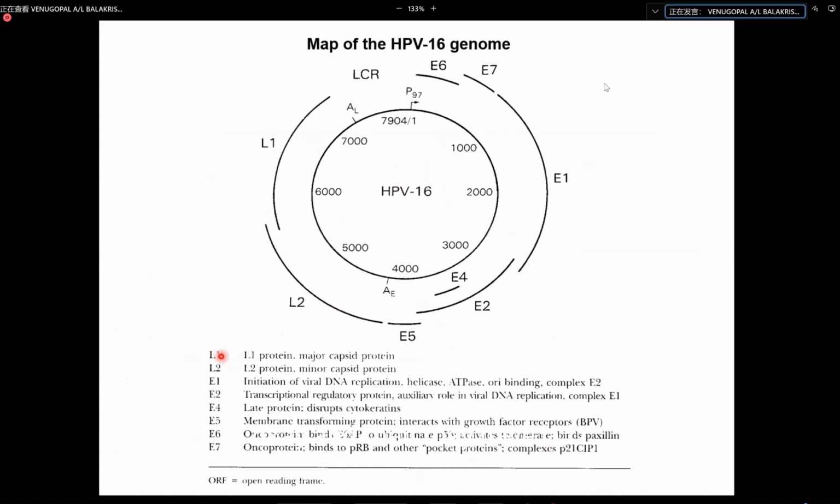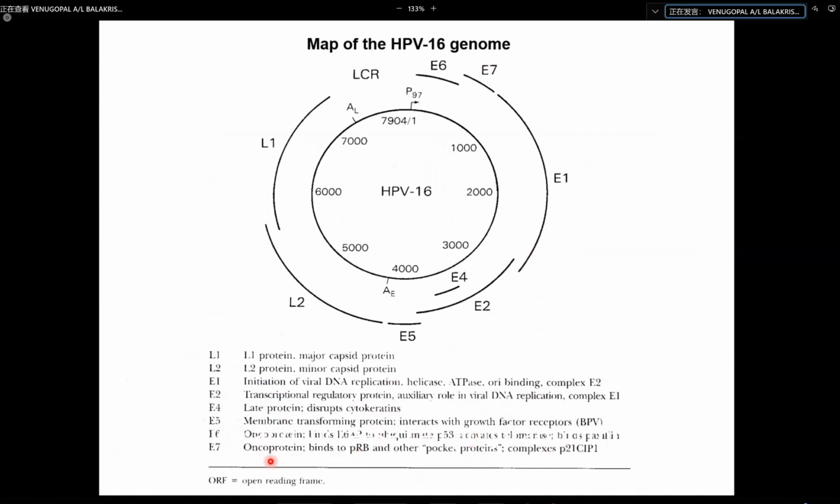Okay, and then they have L1 and L2, which are the capsid proteins. E1, initiation of viral DNA replication. Okay, E2, transcriptional regulatory protein, also with a role in viral DNA replication. E4, late protein that disrupts cytokeratin. And E5, membrane transforming protein, interacts with the growth factors. E6 and E7 are the ones actually playing the role of taking over the cell cycle, and they are the oncoproteins. E6 binds to E6AP to ubiquitinate P53, activates telomerase and binds to paxillin, which is everything to reduce tumor suppression and increase cell proliferation.